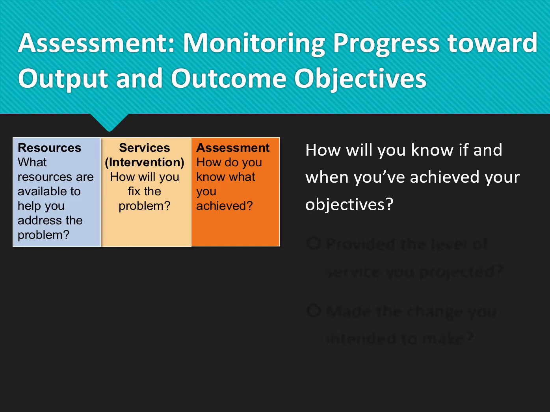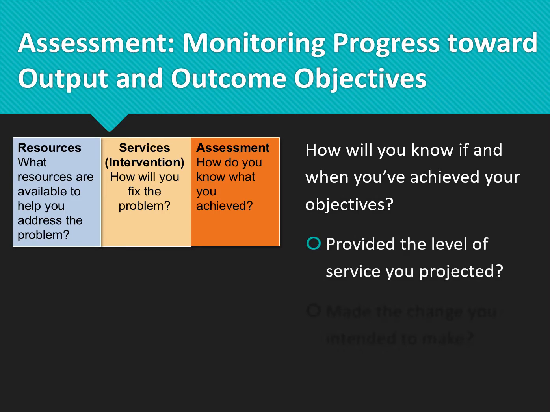If your objectives are to provide reading tutoring services to 50 low-income third graders, and as a result 75% of those served will have increased reading proficiency, your assessments must measure both how many students received tutoring services and how many of those students served actually had improved their reading skills.